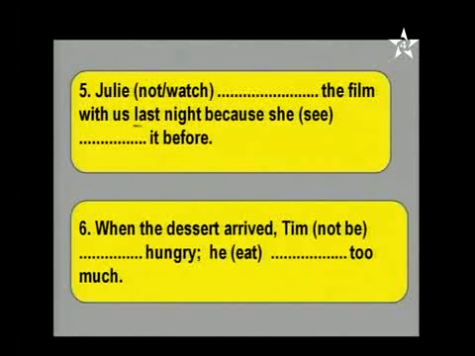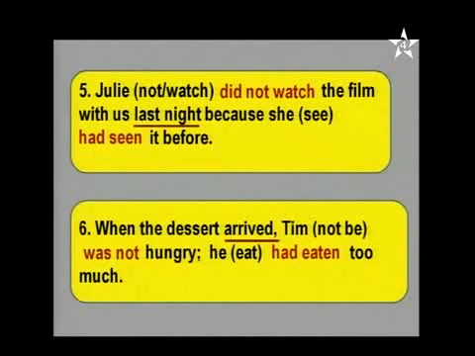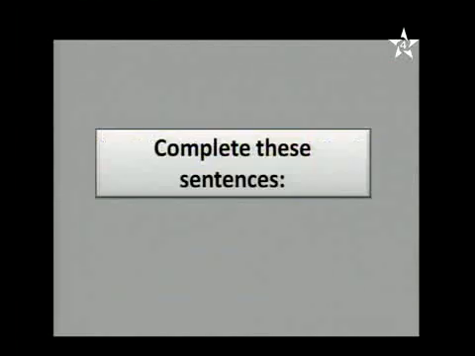So number 5, the time indicator is last night. But which is first? Of course, yes, had seen the film before. So Julie had seen the film before, so she did not watch it with us. So Julie did not watch the film with us last night because she had seen it before. Number 6, the time indicator here is this verb arrived, yes. And so Tim had eaten too much. That's why he was not hungry. When the dessert arrived, Tim was not hungry, he had eaten too much. Now let's move to the third exercise, and I would like you to complete these sentences.